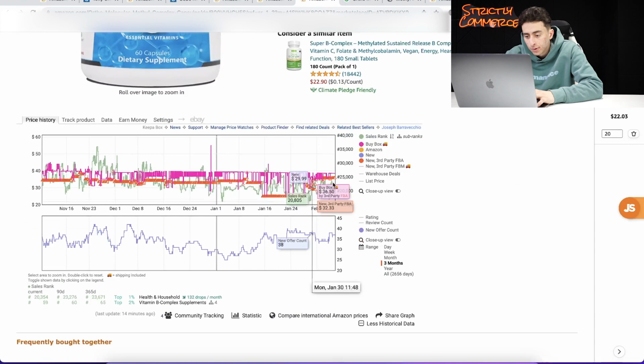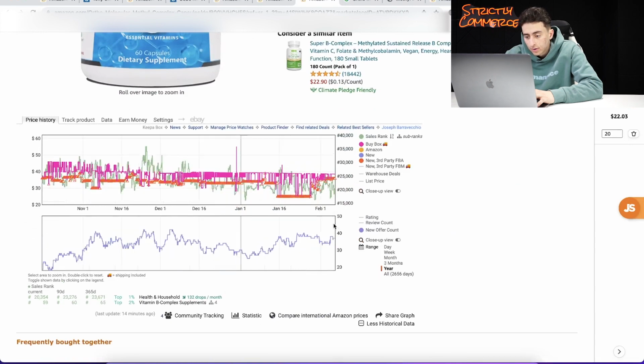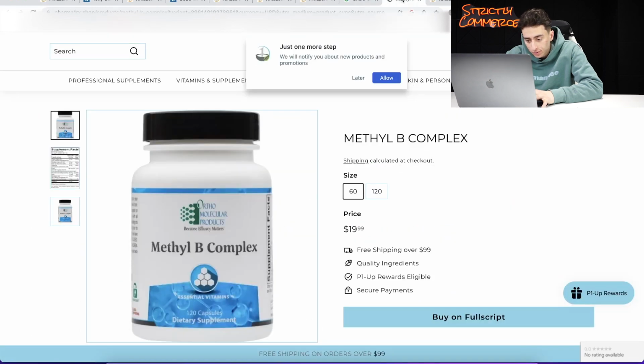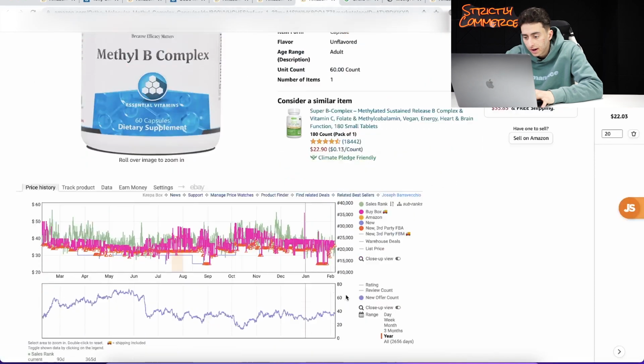It sells 1,300 times per month, and the price is relatively stable. So this is something I would definitely check out more. Let's just make sure it's the right item. I'm sure you could also probably sell that 120.